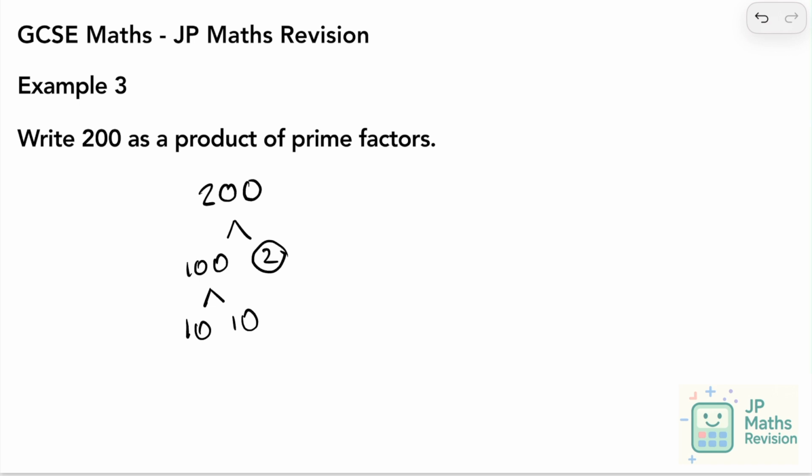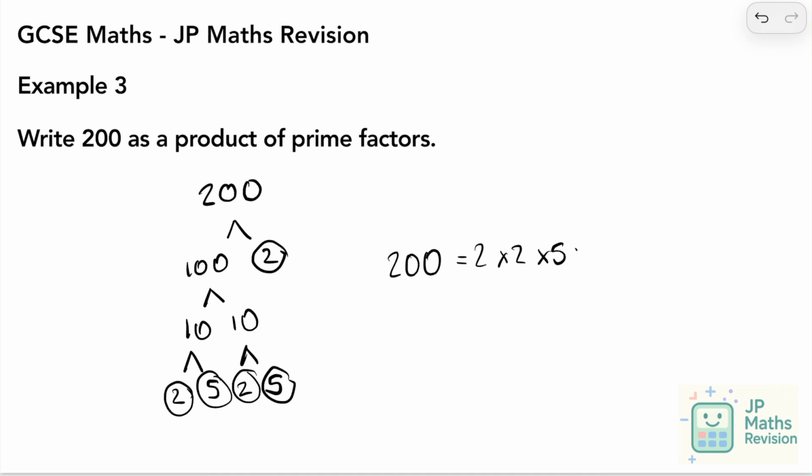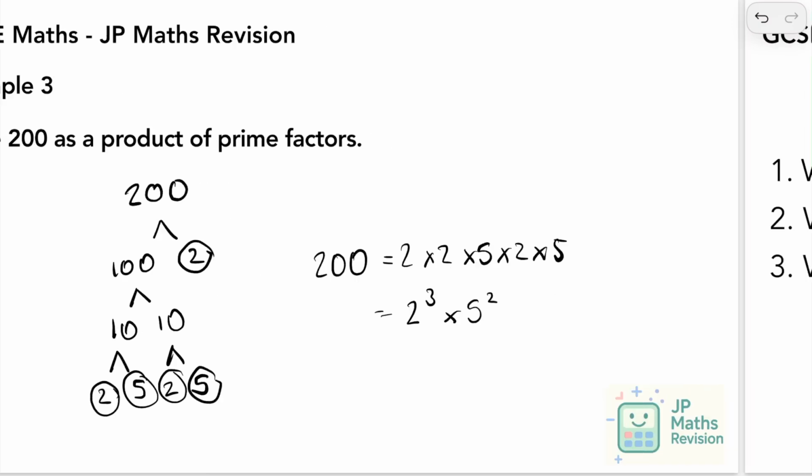But I can break down 10 further, because I know that 2 times 5 is 10, so I can do 2 times 5 for each of these. And 2 and 5 are both prime numbers, so I'm going to circle them. And we're done because the numbers are all circled. So we have 200 equals 2 times 2 times 5 times 2 times 5. And you can see we've got three 2s, so 2 to the power of 3, and we've got two 5s, so 5 to the power of 2. So that's the answer to that question.